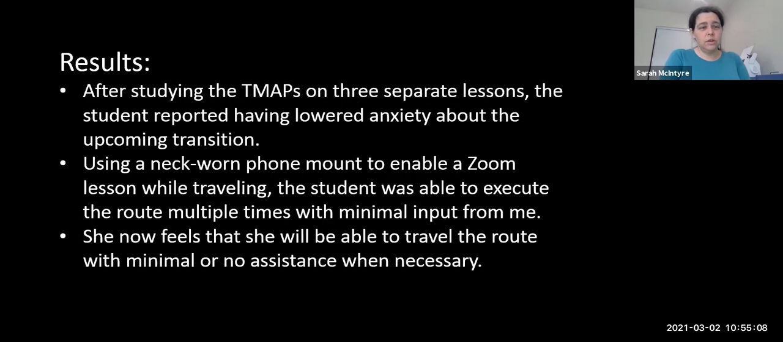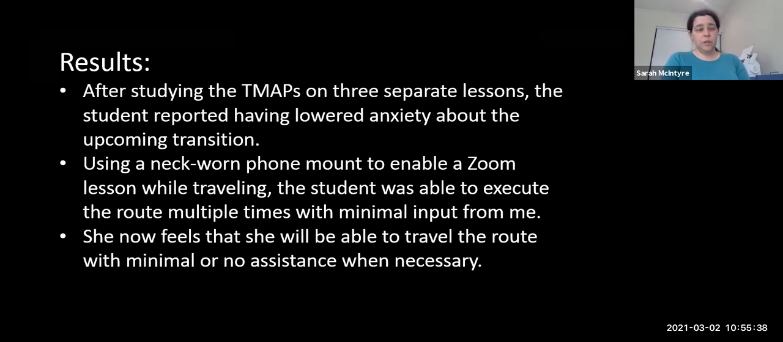Next slide, please. And so after she studied the 3 maps, we did 3 separate lessons with the Tmaps. And then after those 3 lessons, her anxiety came down a lot. And then using the neck-worn phone mount that she had, we were able to do a Zoom lesson while she was traveling. And she was able to execute the route multiple times with minimal input from me.